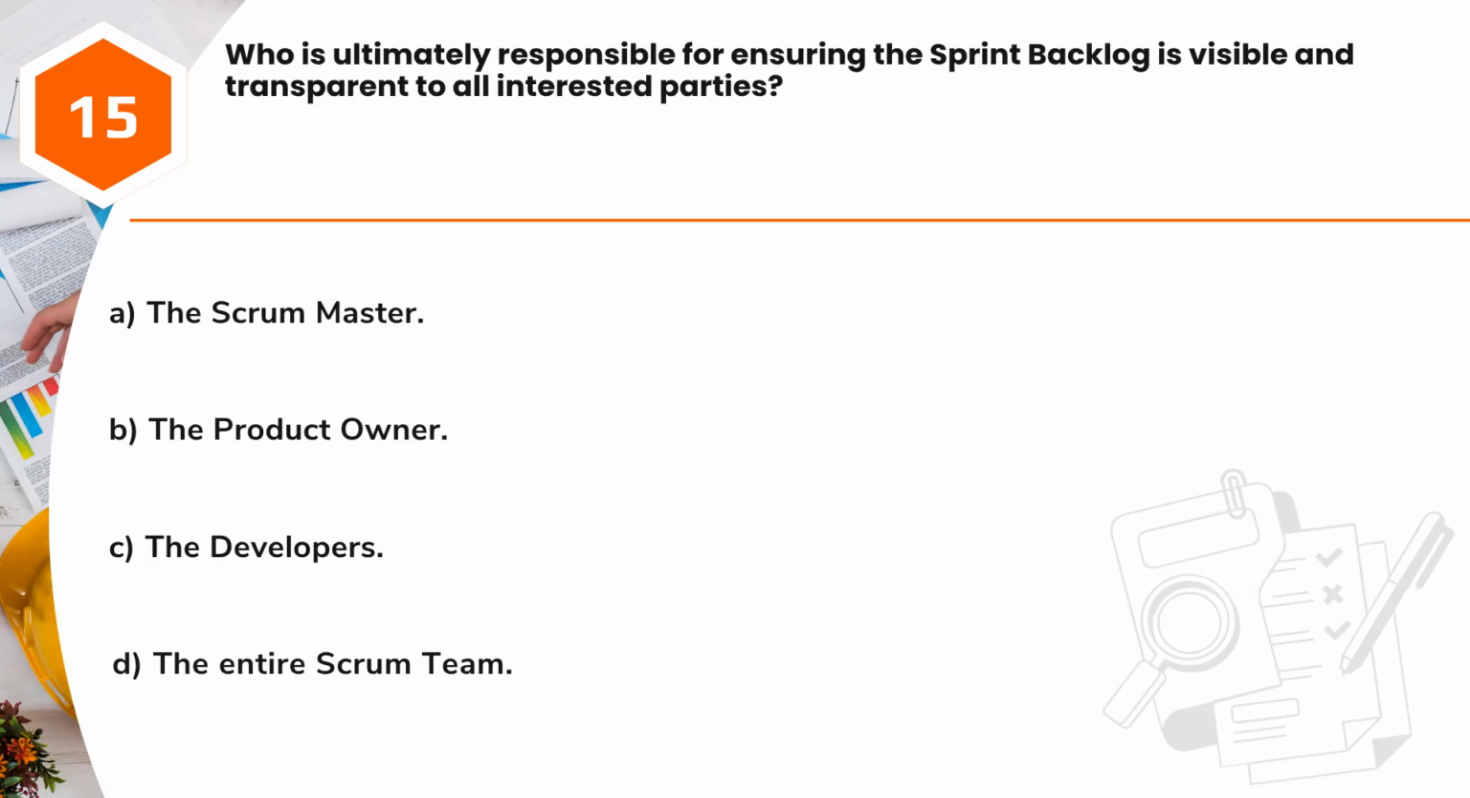Question 15. Who is ultimately responsible for ensuring the sprint backlog is visible and transparent to all interested parties? A. The Scrum Master. B. The product owner. C. The developers. D. The entire Scrum team.